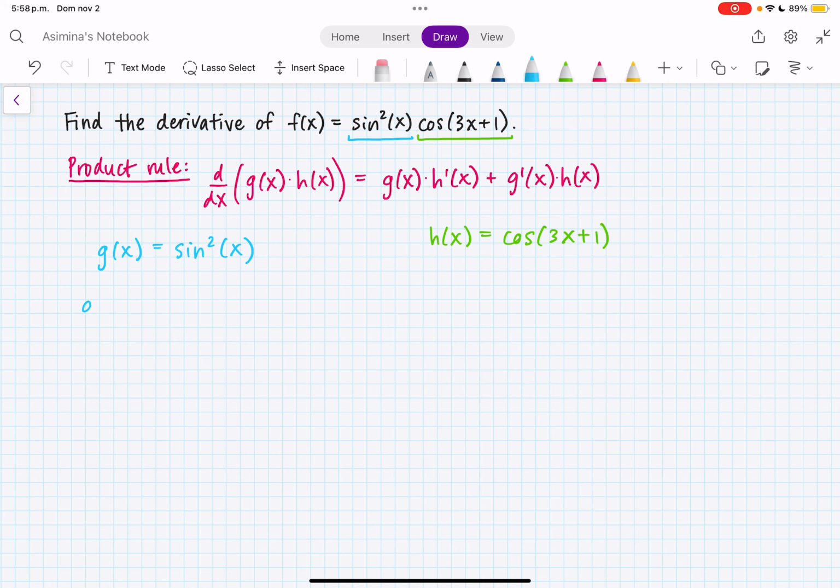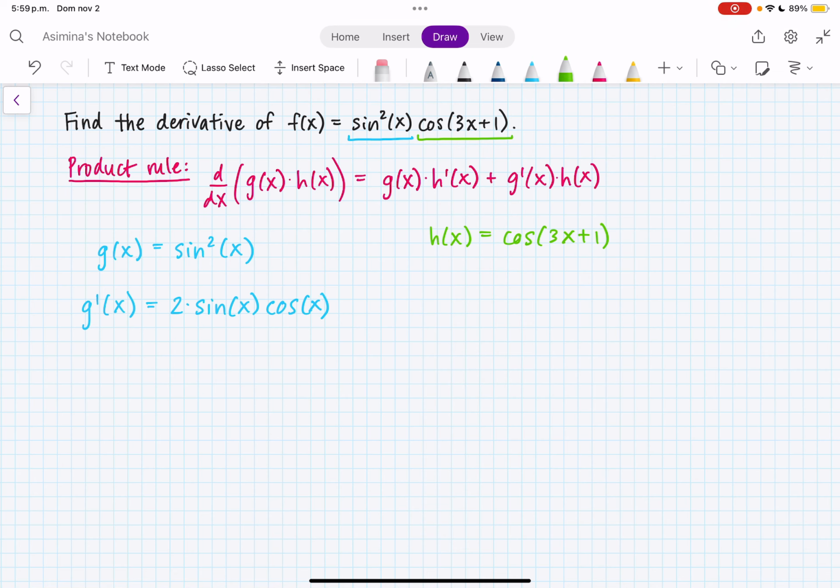So first, what is the derivative of g, sine squared of x? Here we're going to want to use a few rules. One, we're going to want to use the power rule, but then we're also going to need to use the chain rule. So here, if we're using the power rule, we get that this is 2 times sine of x, but then we also need to multiply by the derivative of sine, which is cosine, so times cosine of x. And that's the derivative of sine squared of x.